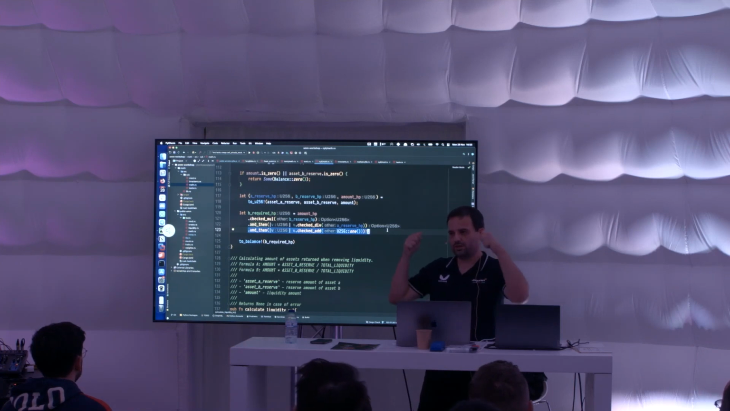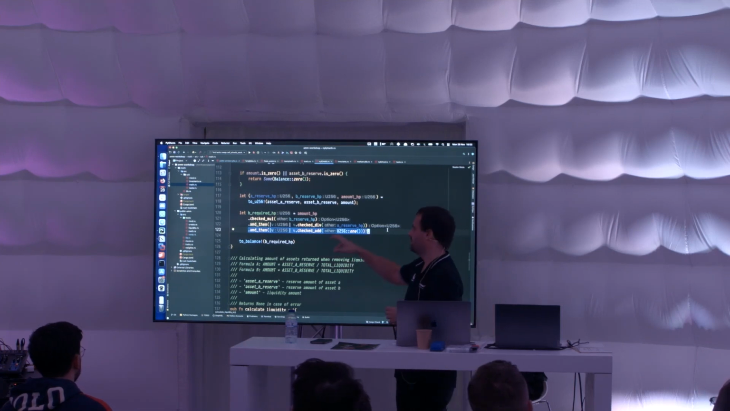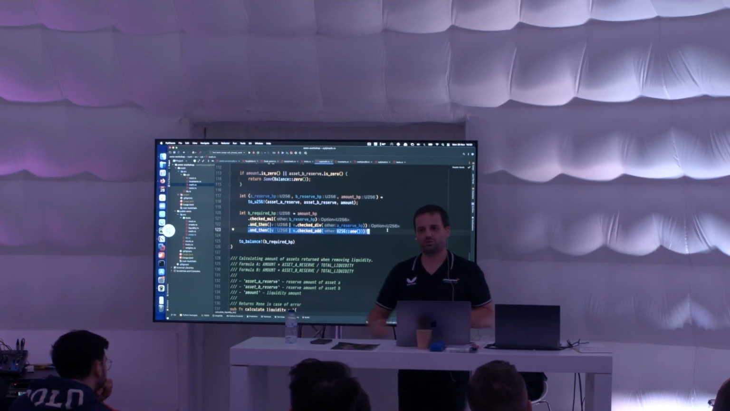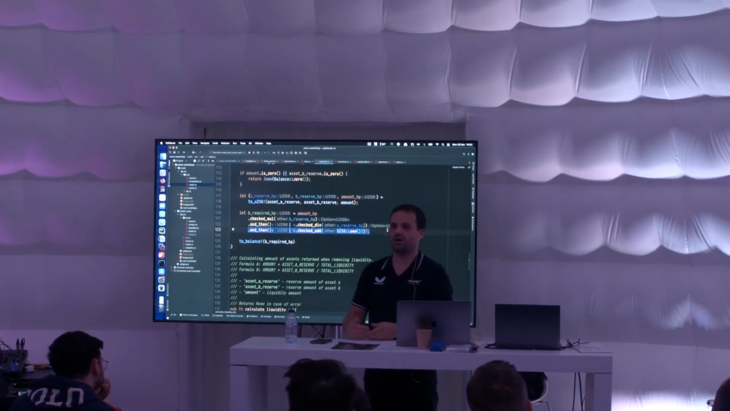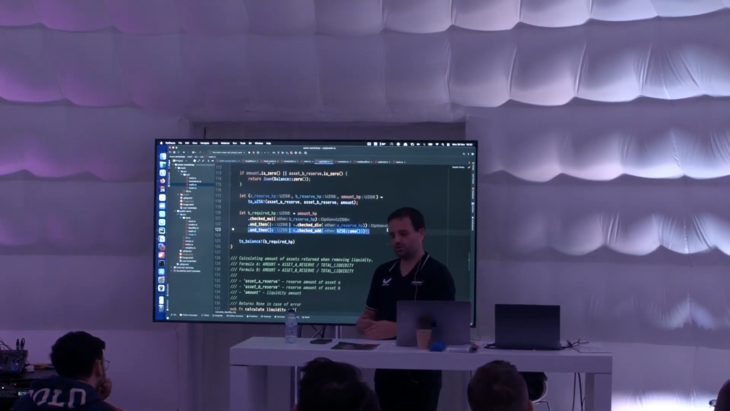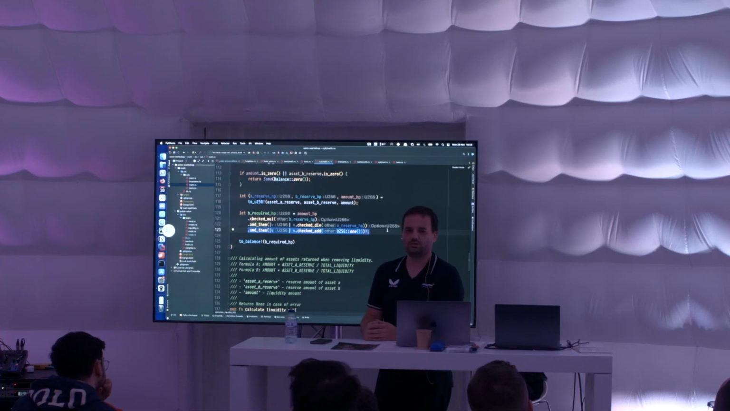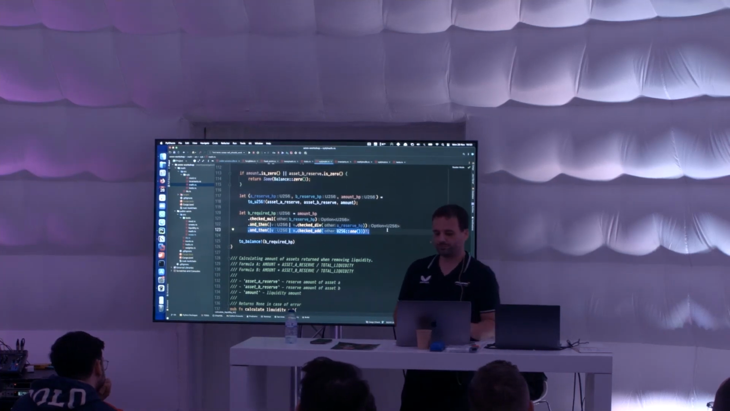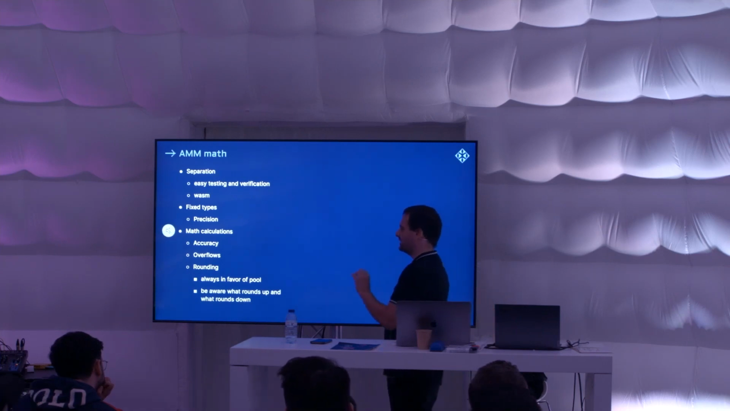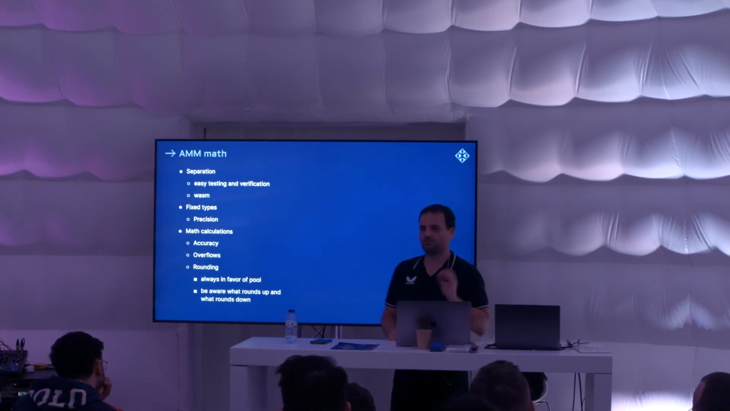But you also need to think that you shouldn't apply the same rounding to amount out, right? Because if you apply the same to the amount out that you're giving out of the pool, you don't want that. So you want the integer division that rounds down, right? And now, a very important thing is to be aware of what rounds up and what rounds down.